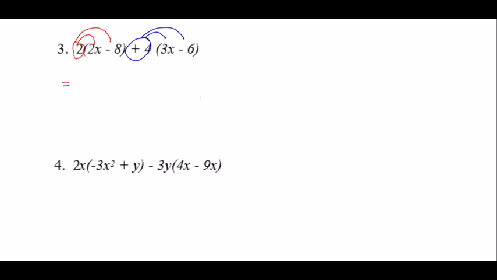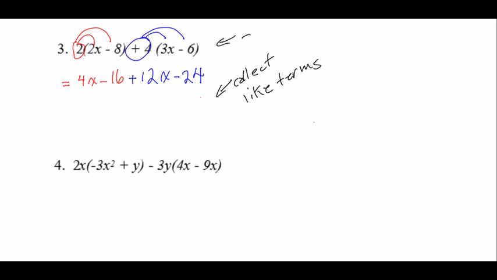I'm going to just write underneath this time. So now we're going to get 2 times 2x, which is going to be 4x. 2 times negative 8, which is negative 16. Now, for plus 4, we're going to take plus 4 and multiply it into 3x. So we're going to get plus 12x. Now we're going to take plus 4 and multiply it by negative 6, and plus 4 times negative 6 is negative 24. Now, the only thing that's left to do is to, you guessed it, collect like terms. Now remember, this part here is called distribution.